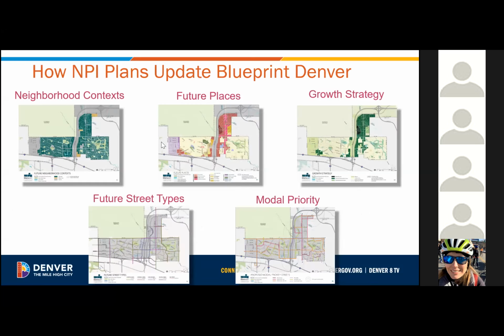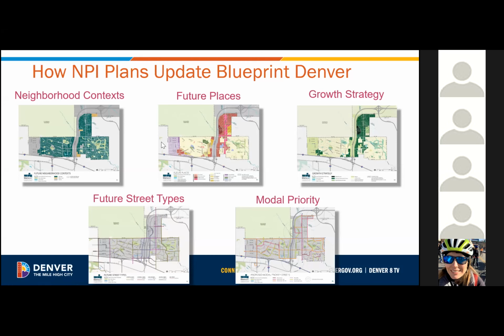I mentioned earlier that NPI area plans update Blueprint Denver. They're adopted as a supplement to the comp plan, and there's a process for this. As we do the deeper dive within each planning area through an NPI area plan, we might learn things that would lead us to want to make changes and updates to Blueprint Denver, and the system's set up to allow for that. What we do in the NPI area plans is look at things using the same set of tools that Blueprint Denver does. So the neighborhood context, future places, and the growth strategy are all addressed not only in Blueprint Denver, but also in NPI, using the same categories and everything for the mapping.